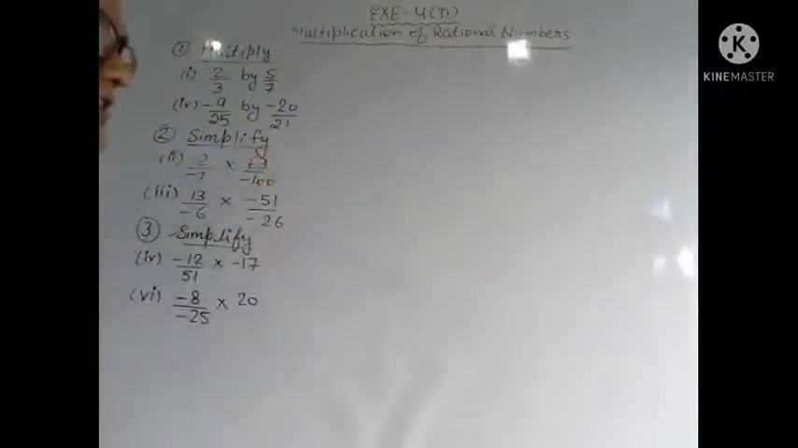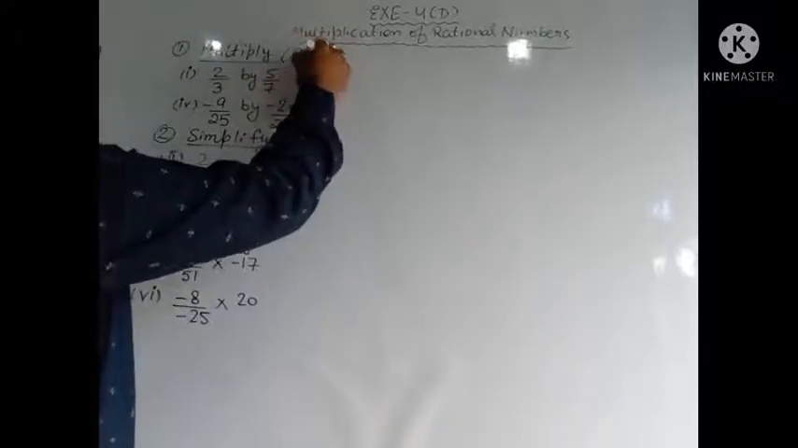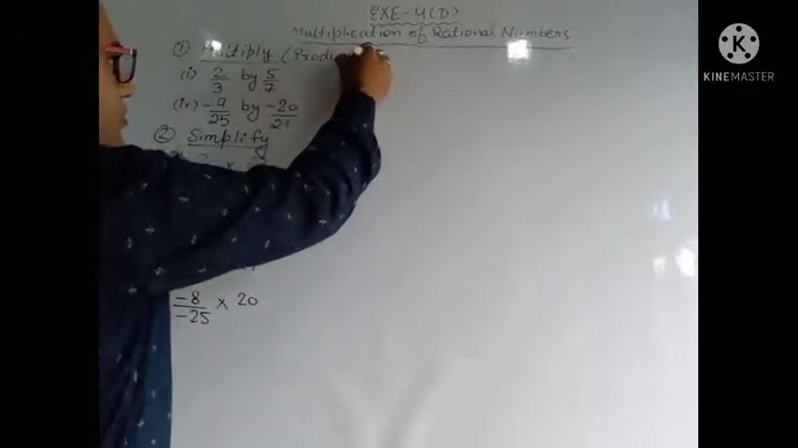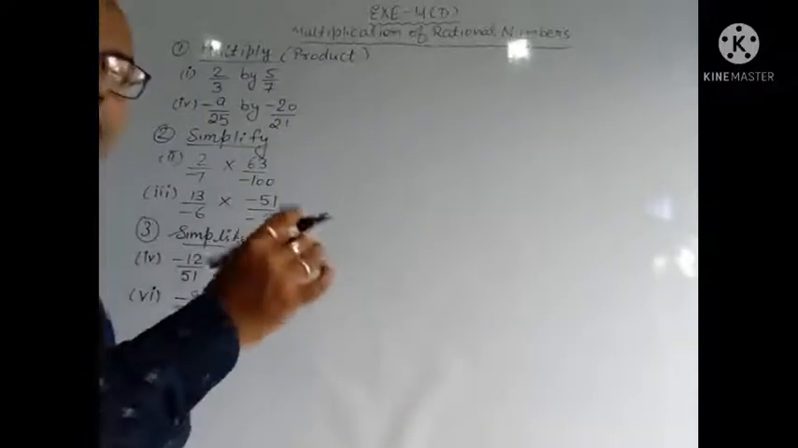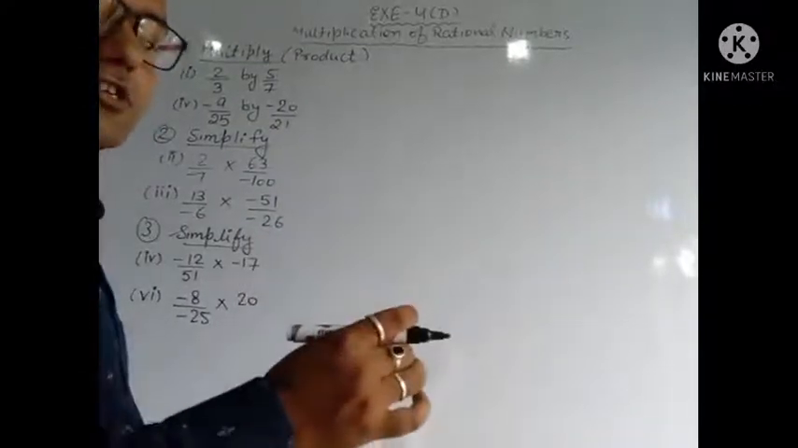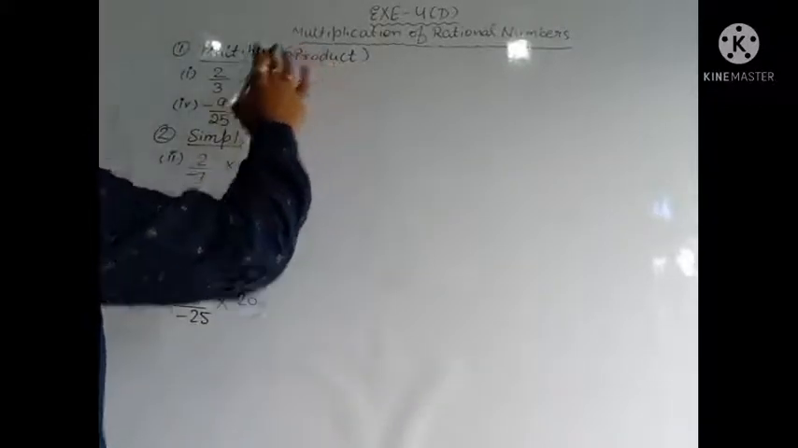So, question number one. The heading of the question is multiply. In some questions you will get "find the product." Product means the same as multiply. Sometimes in the exam you will get a question like this, find the product. In such questions you have to multiply. So another name for multiply is product.